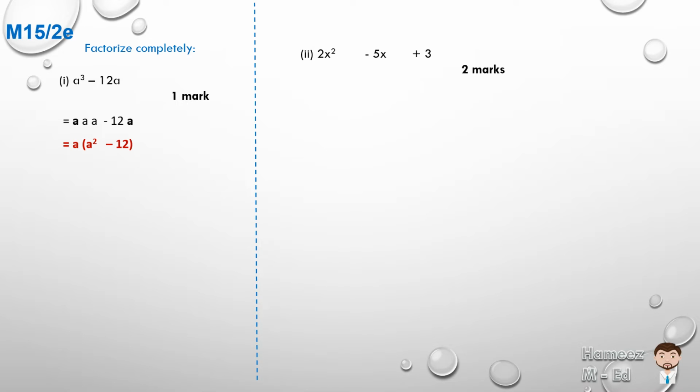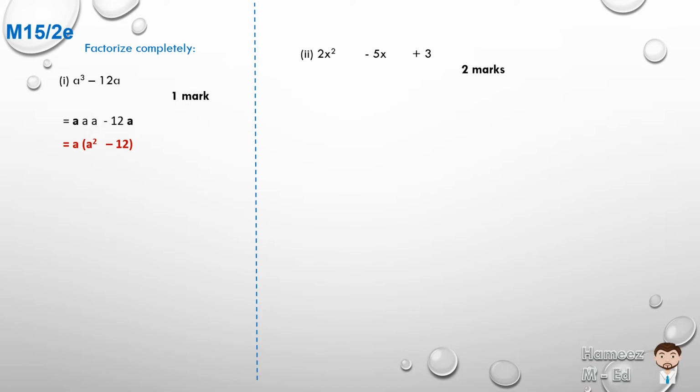Part 2. We're factorizing 2x squared minus 5x plus 3. So let's recognize that that's a quadratic equation with 3 terms. And there are different ways to factorize. We can draw the rectangle with 4 smaller rectangles inside it and use that method. But let's use the normal algebraic method that most teachers teach so students don't get confused.